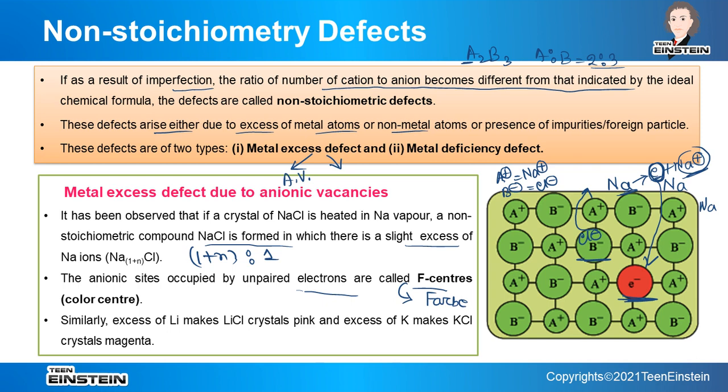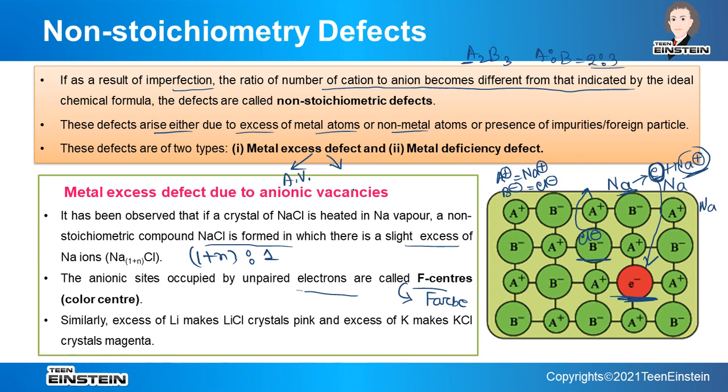Color is generated because of this electron. As we provide heat, the electron can jump from a lower energy level to a higher energy level, and if this energy gap falls in the visible region, we can see some color. So when NaCl is heated with sodium vapor, there may be generation of color, and as these electrons are responsible for this color, this center is also known as F center or color center.